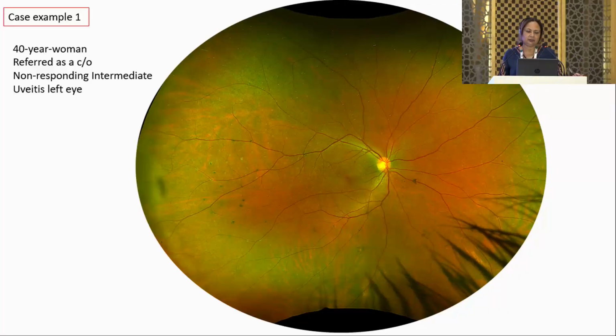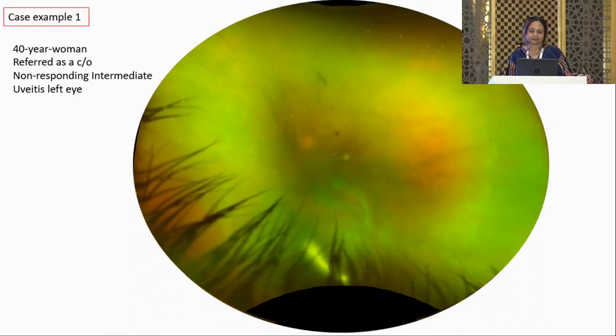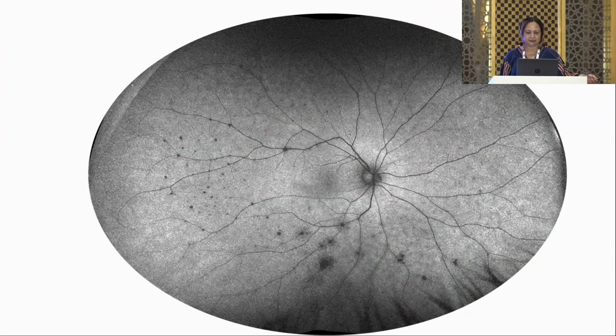This is a 40-year-old woman referred as a case of non-responding intermediate uveitis in the left eye. So this is what her right eye looked like, and you can see a few lesions out there which we did not know what they were. This was the left eye where somebody had injected Ozurdex because of severe vitritis.